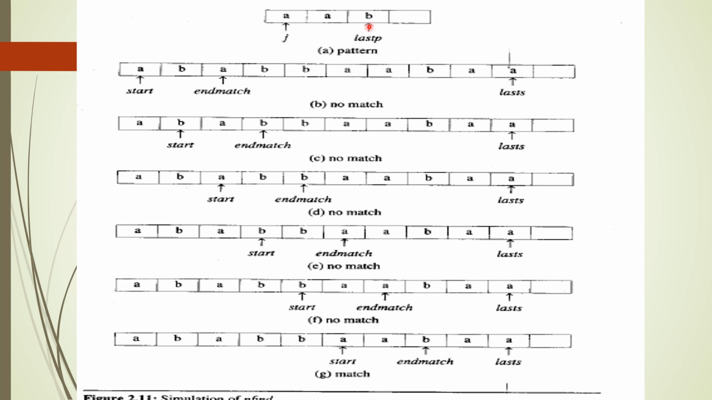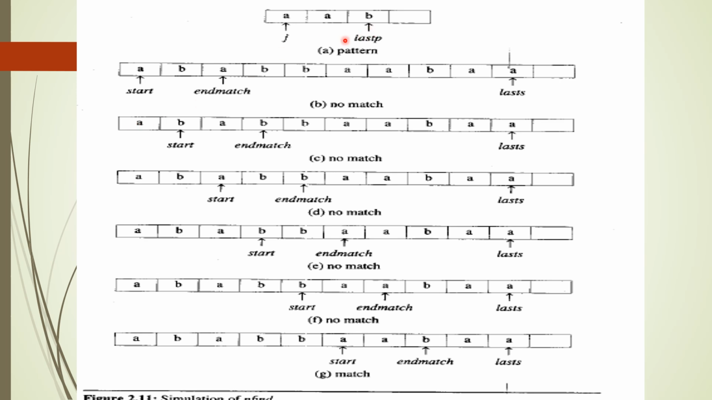Now the last character of the pattern is compared with the corresponding character in the text. Here the last character of the pattern is B, and the corresponding character in the text is A. In this case there is a mismatch. If there is a mismatch, then you increment the variables start and end match by 1. If there is a match, then you start comparing from the beginning. That we will see in the next step.